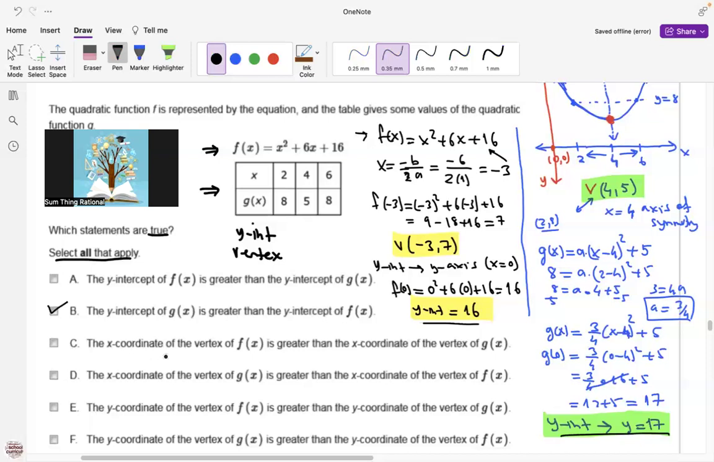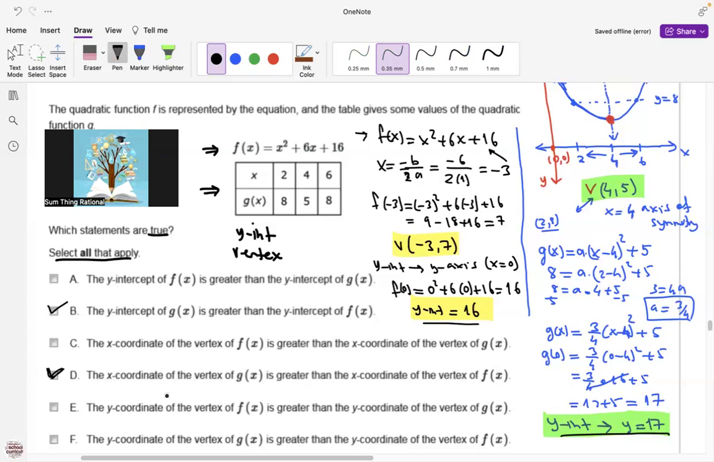In C and D, which x-coordinate of the vertex is greater? When I go to the vertex, one of them is negative 3 comma 7, the other is 4 comma 5, okay? So which one is bigger? This is the g of x function, its x-coordinate is bigger. The x-coordinate of the vertex of g of x is bigger than the x-coordinate of the vertex of f of x. So this option will be the correct option, okay? The x-coordinate of the vertex of f of x is negative 3, the other is positive 4.